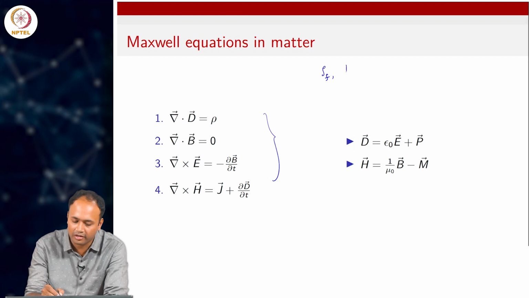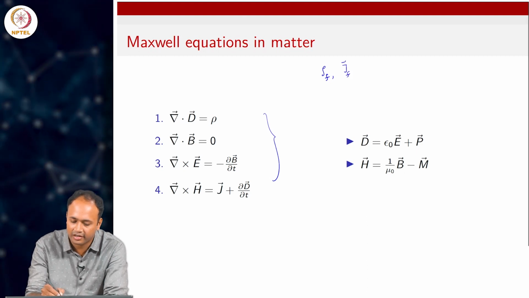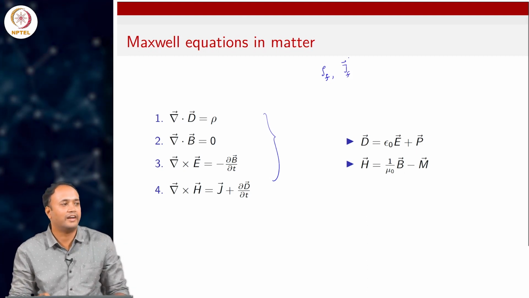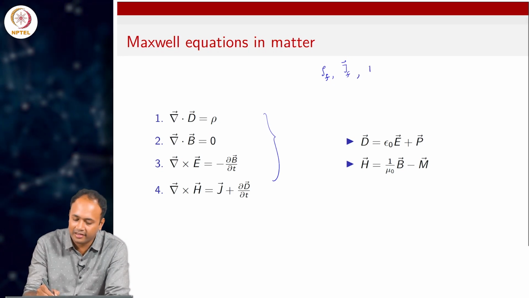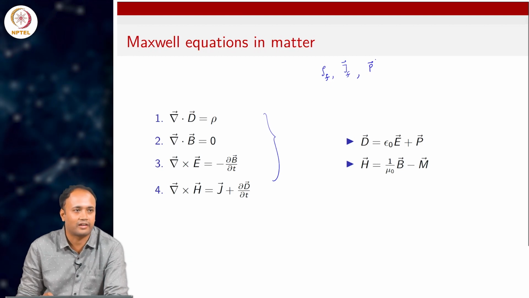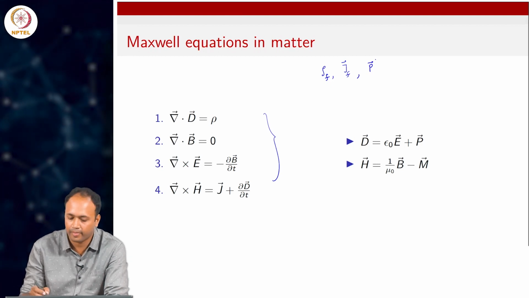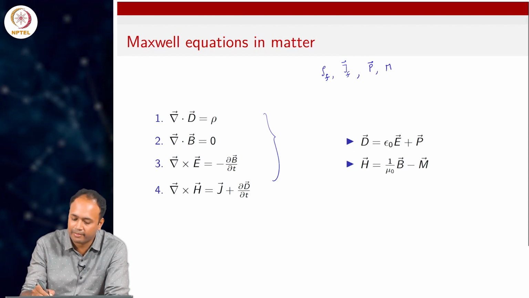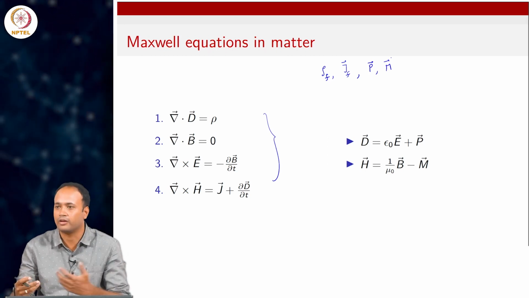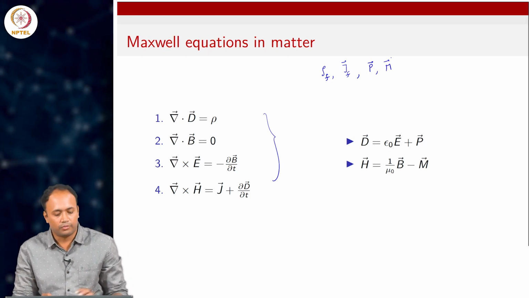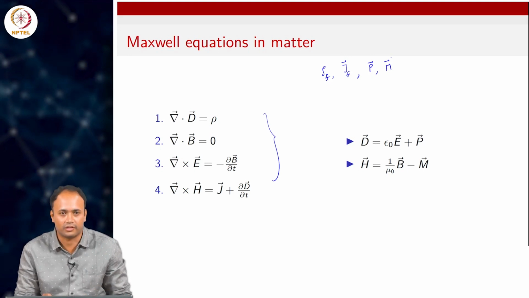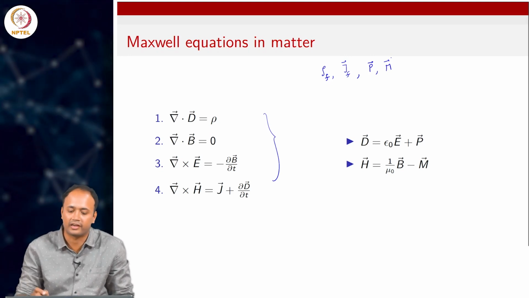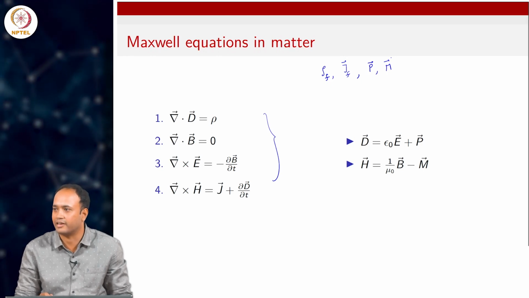You can have what are called free currents described by some current density vector J, or you can also have a material that can be polarized, which is characterized by some polarization vector, or you can have some magnetization vector depending on the kind of material. So broadly, these are the 4 source terms that enter into Maxwell's equations: free charges, free currents, polarization, or magnetization.